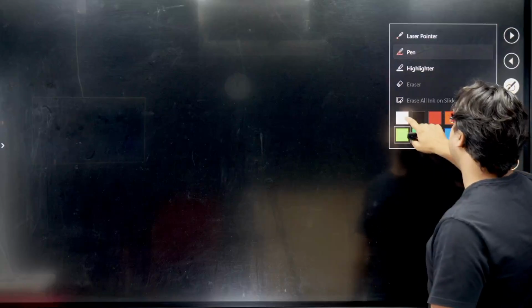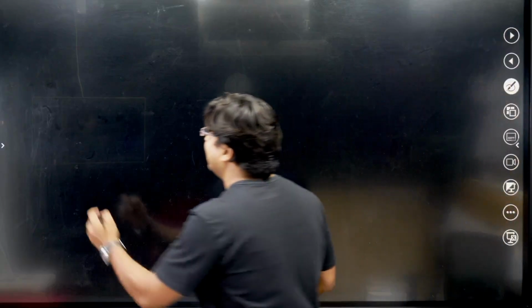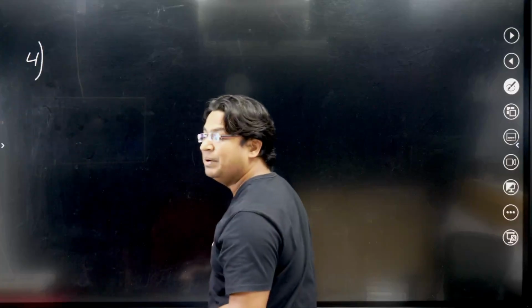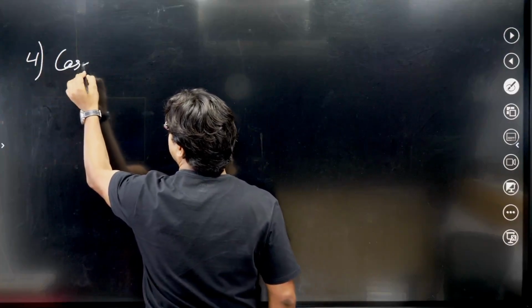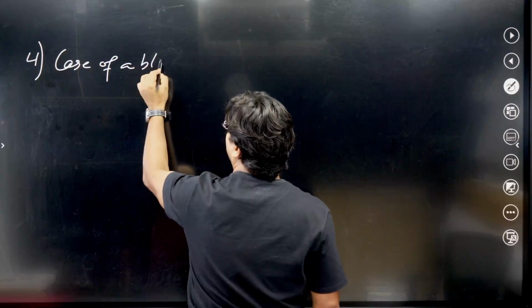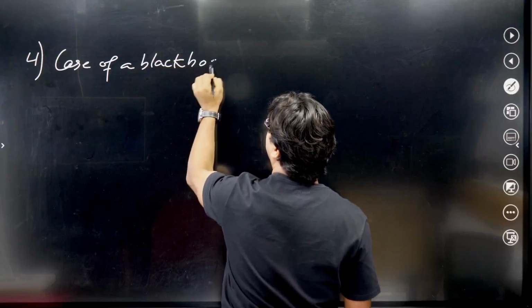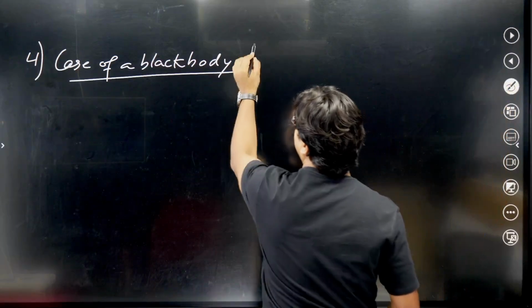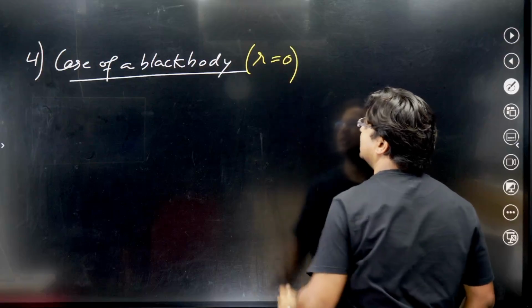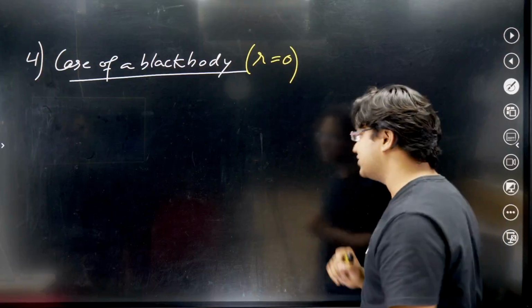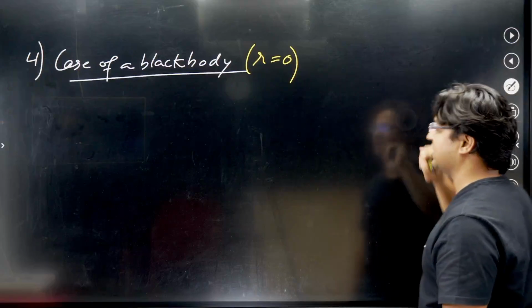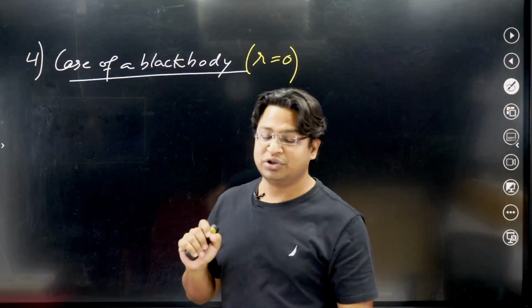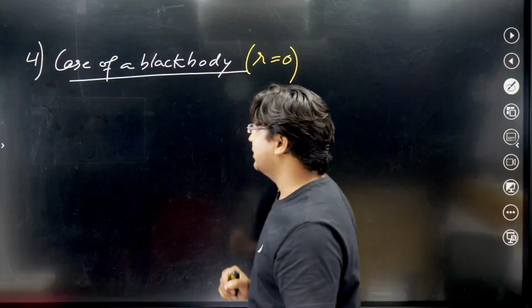Finally, let's come to a very interesting case. I would say the most interesting case, and that would be the case of a black body, or you can say a perfect absorber. In this case, we will keep R as 0. So what happens in this case? Let's check out. It's a very interesting case, guys. I want you all to pay careful attention to what I'm telling.